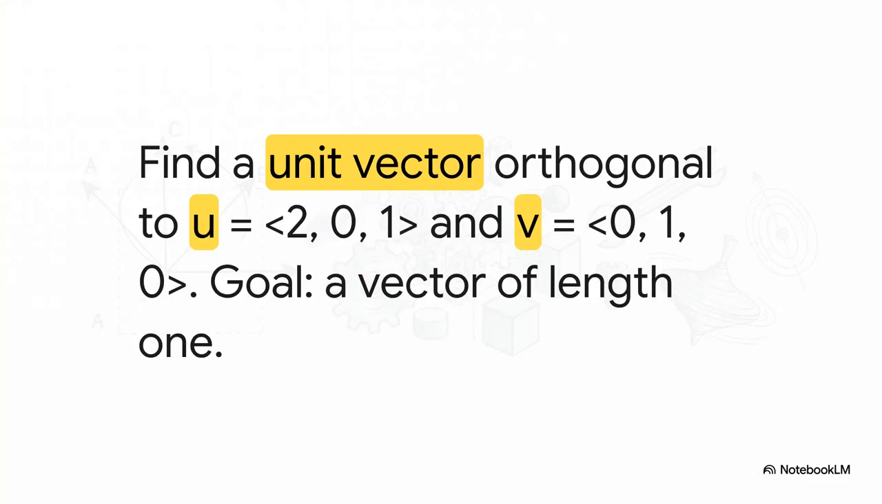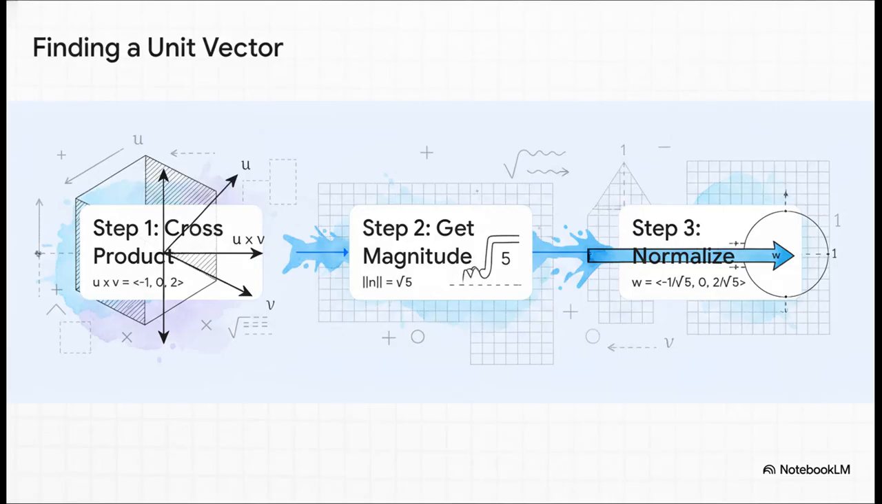Okay, let's level up for our second example. This time, we don't just want any old orthogonal vector, we want a unit vector. That means we want a vector that's not only orthogonal, but also has a very specific length, exactly 1. This is always a two-step dance. First, you do exactly what we did before. Find the cross product of u and v to get your orthogonal vector, which in this case is (-1, 0, 2). Great, but that vector's length isn't 1.